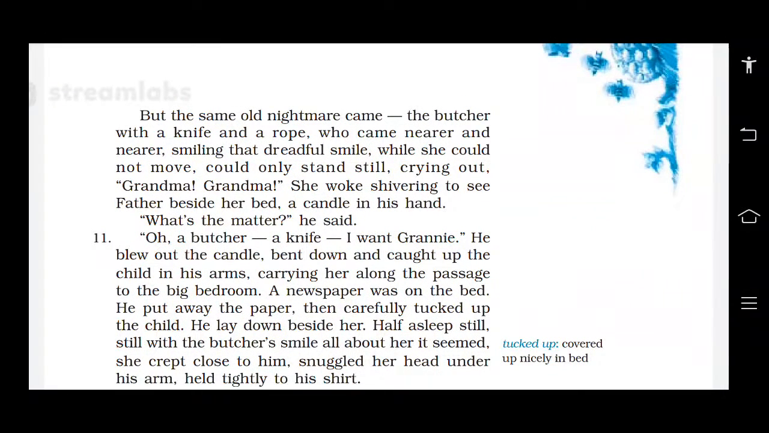But what happens later? The same old nightmare came. But for that girl, a nightmare has come. Right? Are you all listening?